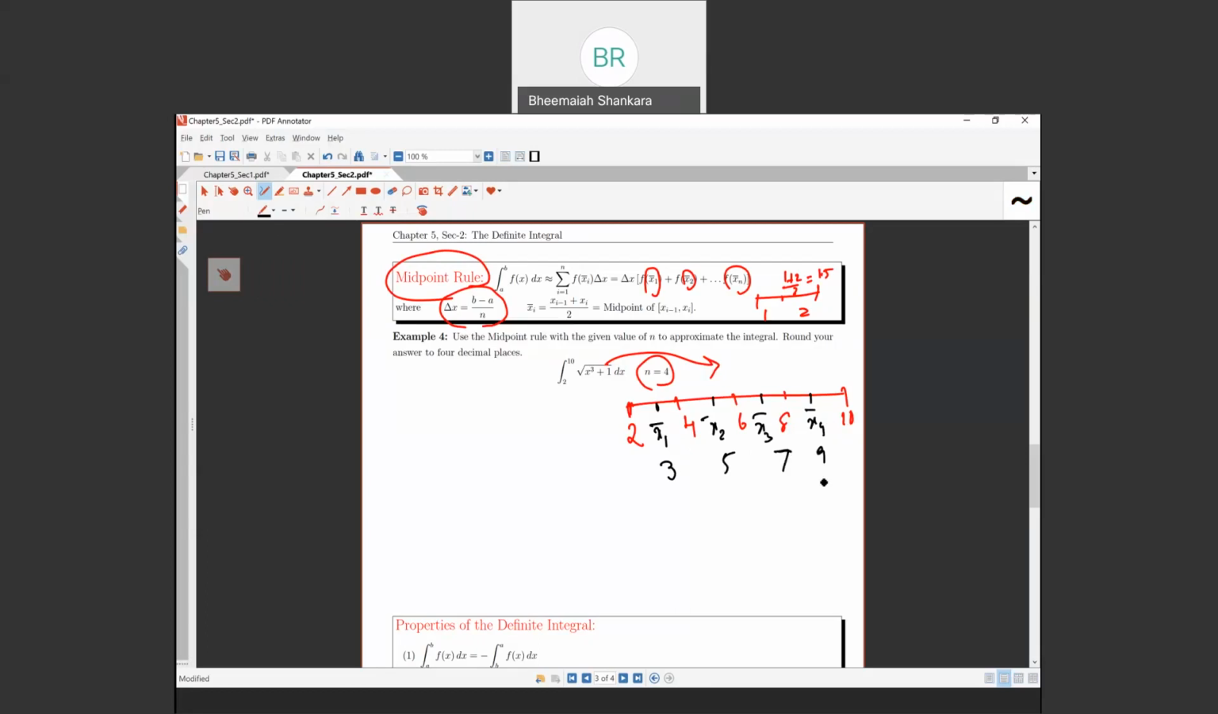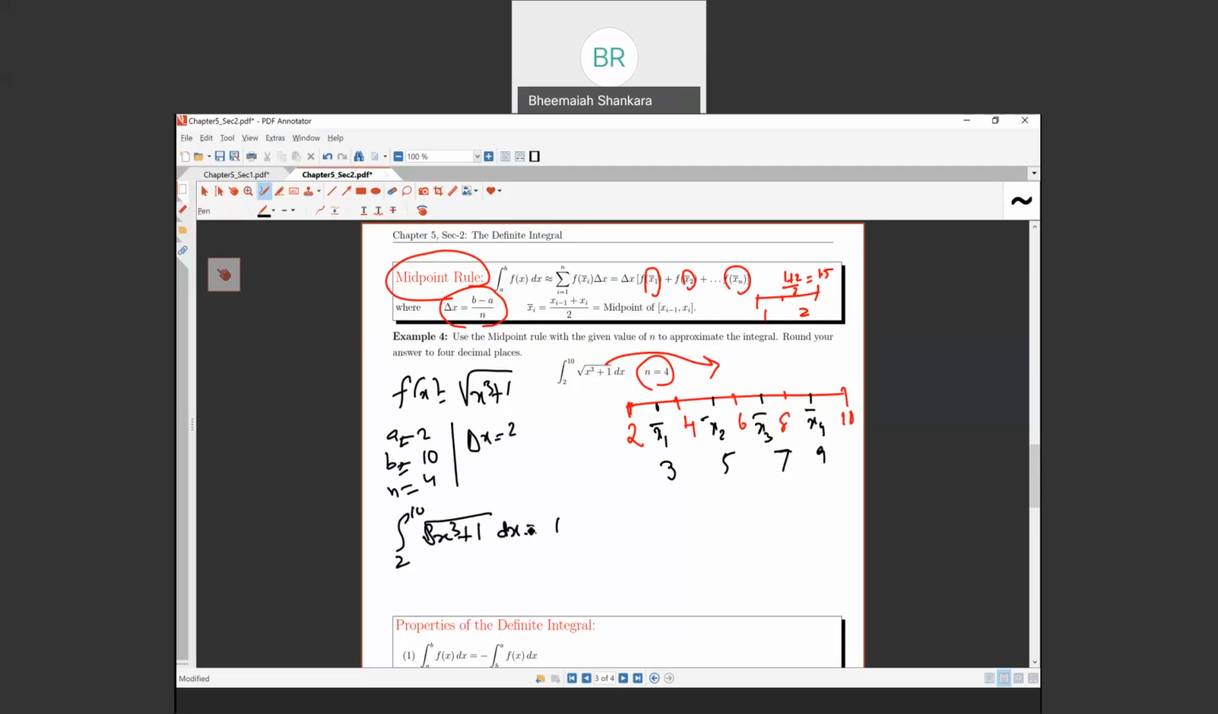So you know the function f of x is square root of x cube plus 1. You know a, you know b, a is 2, b is 10, and you know n is 4. You also know delta x is 2. So use all these values in the formula. It's the integral from 2 to 10 of square root of x cube plus 1 dx.